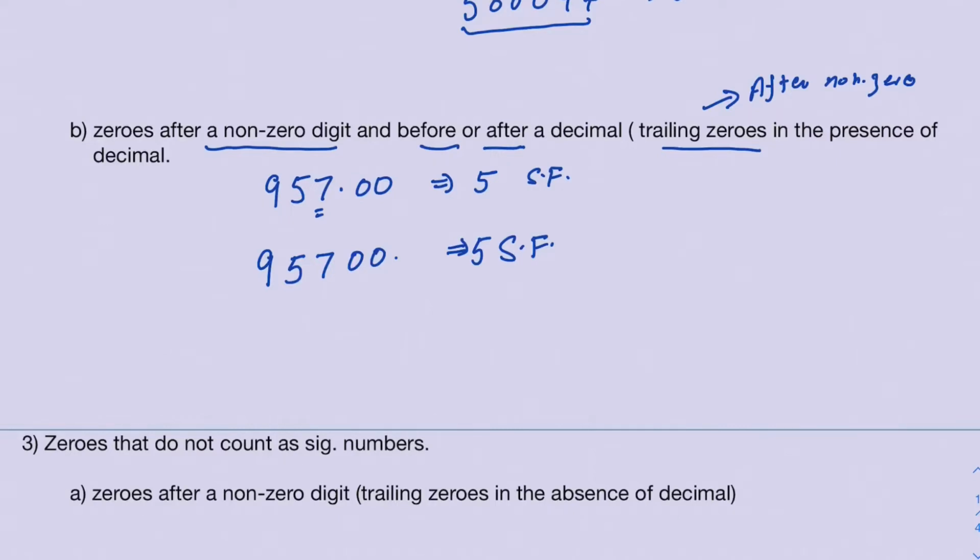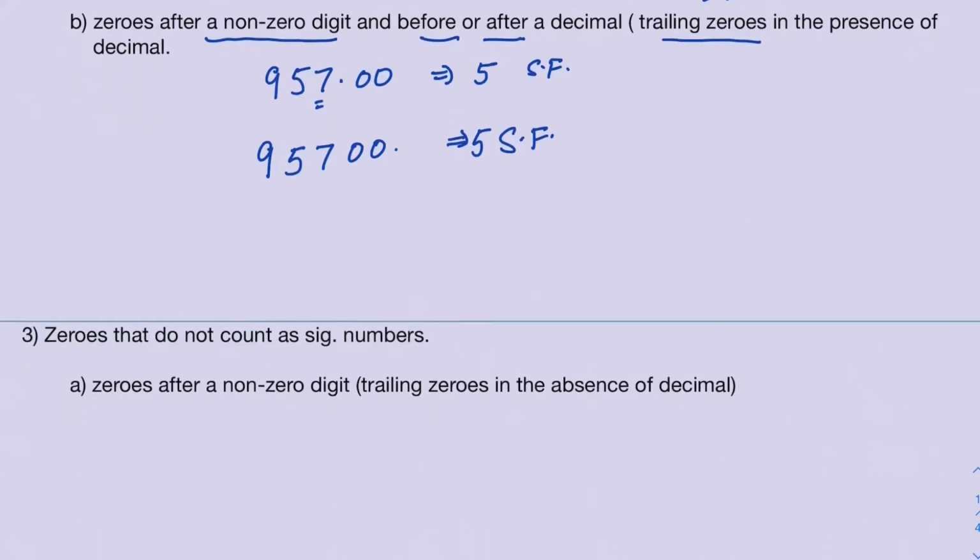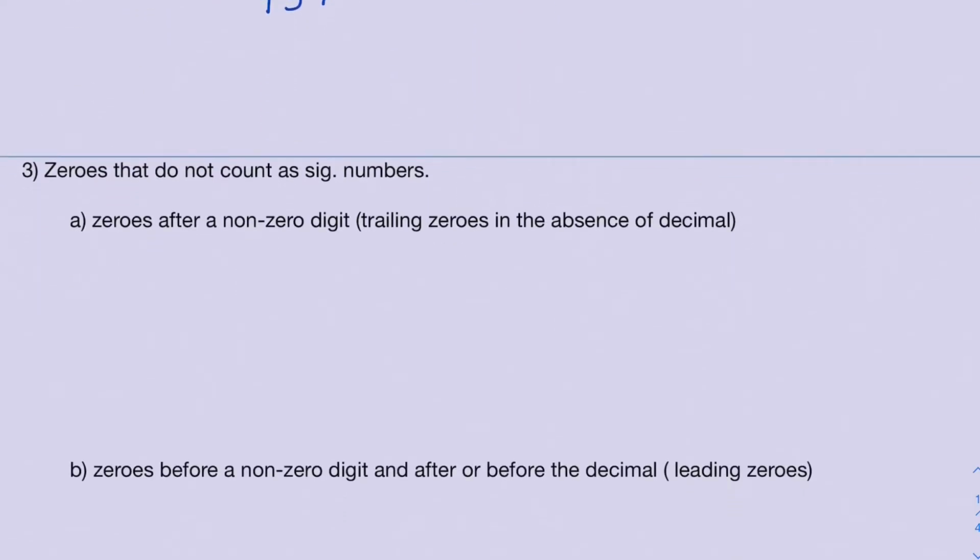Okay, let's talk about the zeros that actually do not count as sig figs. If you have trailing zeros without the decimal, then they would not be significant. For example, if I have 95700, now I don't see any decimal in this number, so since there's no decimal in this number, those zeros would be not significant, so we'll have 3 sig figs in this particular number.